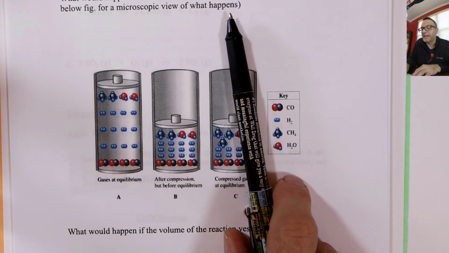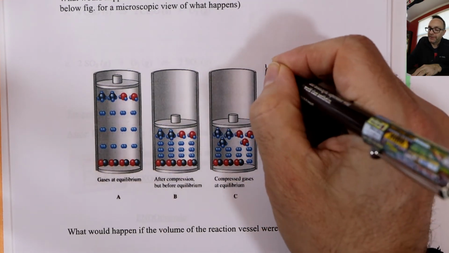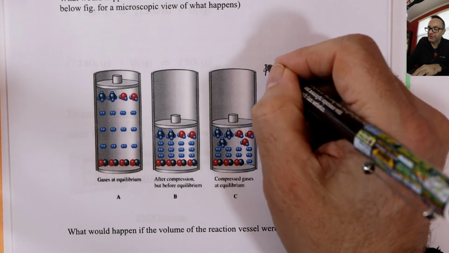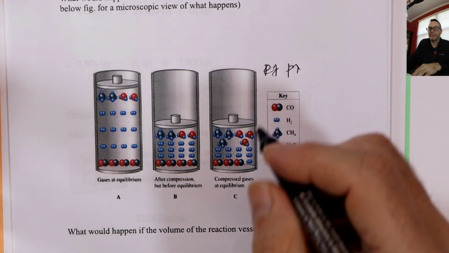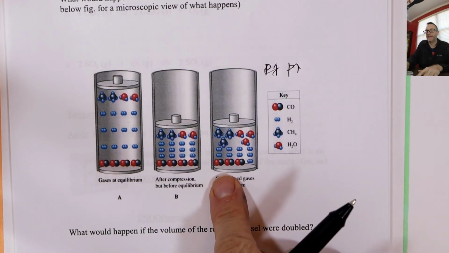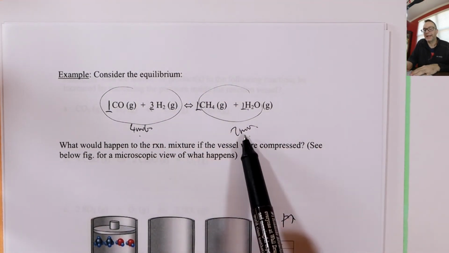What would happen to the reaction mixture if the vessel was compressed? In other words, let's just say generically, pressure goes up, right? So we're making the pressure inside go up by squeezing it, yeah? That's what we've done here, yeah? If we go back to our equilibrium, what's going to happen here?